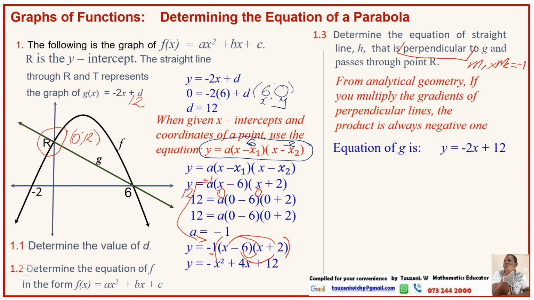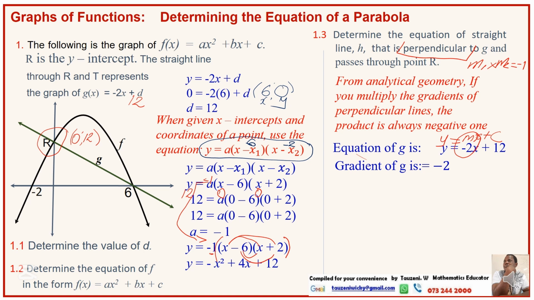Now let's proceed. From the information provided, the equation of G is y is equal to -2x plus 12. Now from that equation, we know that y is equal to mx plus c. This is the general form of a linear equation. In this equation, m is the gradient of that equation, which means the equation of G, the gradient is -2. The gradient of G is -2.